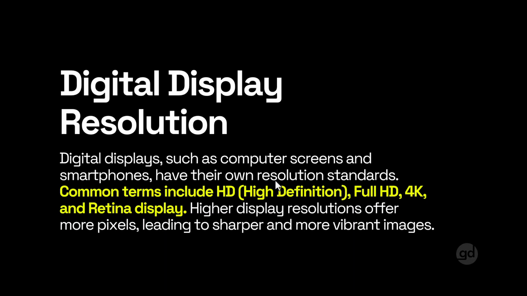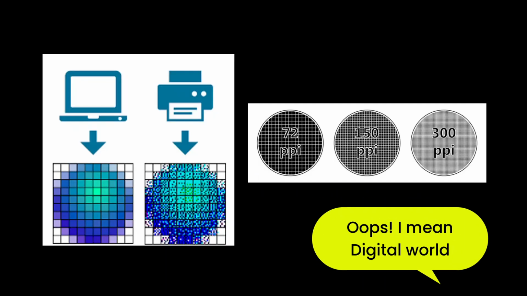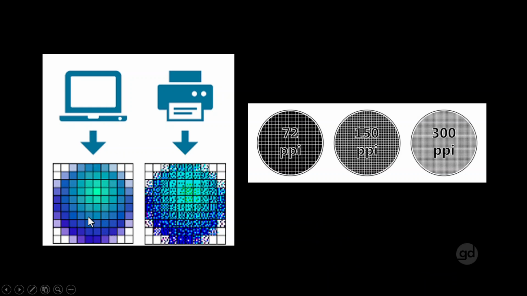Digital display resolution. We've talked about resolution before, but when it comes to the way you see or interpret resolution in the digital world, you hear something like HD, Full HD, 4K, Retina display. So in the real world, we are having this one now. In the print world, we are having this one. They kind of have a smoother look.